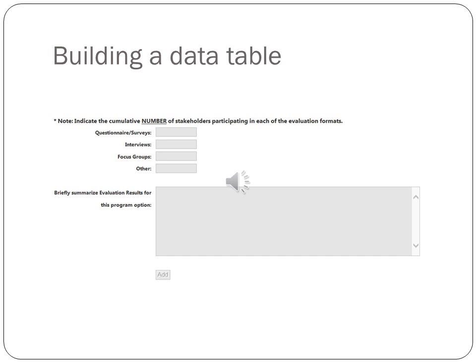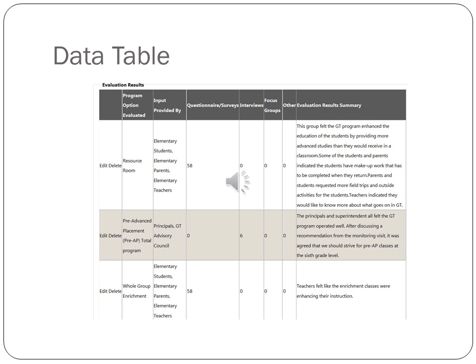Below you will enter the number of stakeholders who entered data for a program option using each format available. A variety of formats should be used in collecting data, but not every format has to be used for each program option. Briefly summarize the results for each program option. While you will want to have data that indicates percentages, there is no need to include them in a brief summary of results. Here is an example of the resulting data table.